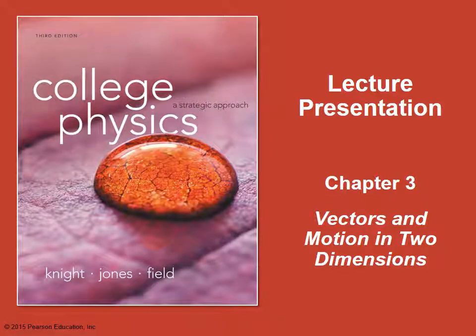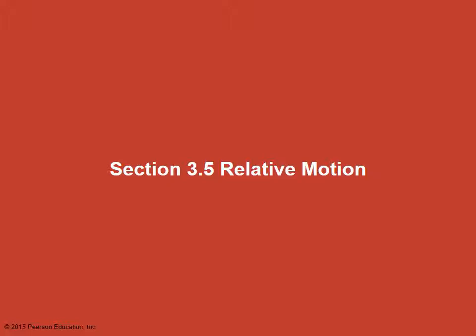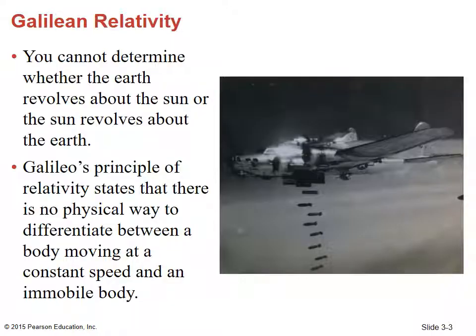Chapter 3, Vectors and Motion in Two Dimensions. Section 3.5, Relative Motion. You cannot determine whether the Earth revolves about the Sun or the Sun revolves about the Earth. Galileo's principle of relativity states that there is no physical way to differentiate between a body moving at constant speed and an immobile body.